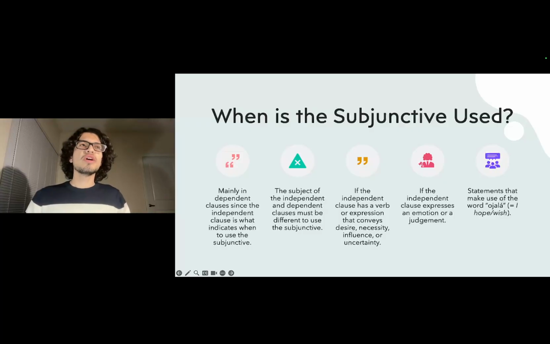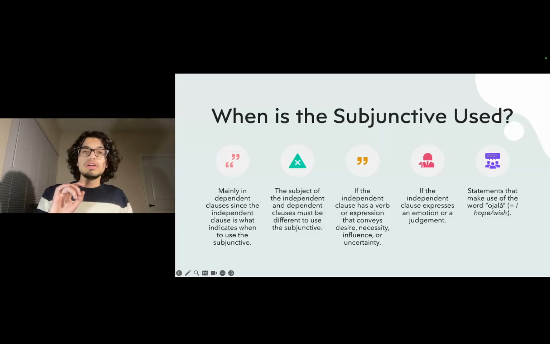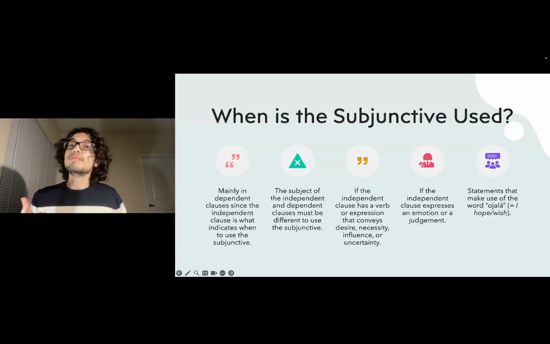Well, according to a blog by Irati de Nicolas Saiz, there's a few criteria that calls for the use of subjunctive. One thing to take note of is that it's mainly in dependent clauses. So it always needs another verb, another independent clause to appear. Another thing is that the subject of the independent clause and the subject of the dependent clause must be different in order to use the subjunctive.